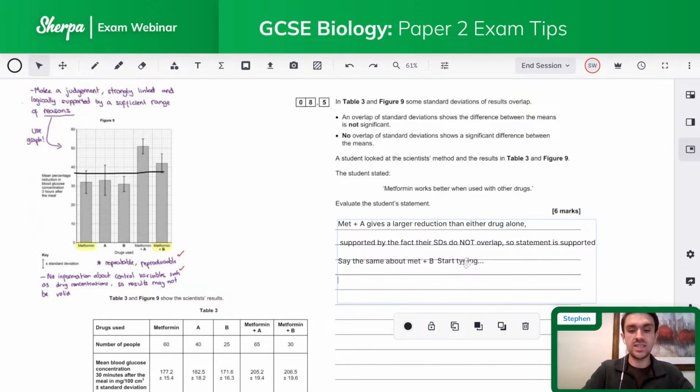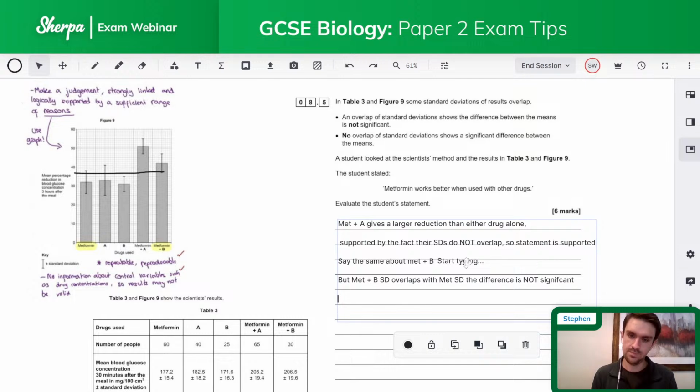Okay, so we can say, however, so this is an argument against their statement. However, metformin plus B's standard deviation overlaps with the metformin standard deviation, which means the difference is not significant. Okay, so we're not too worried about it. So we've got 4 marks there.